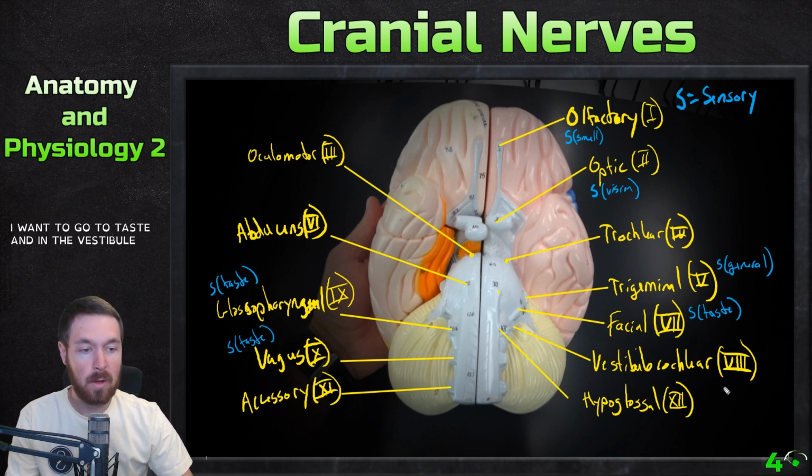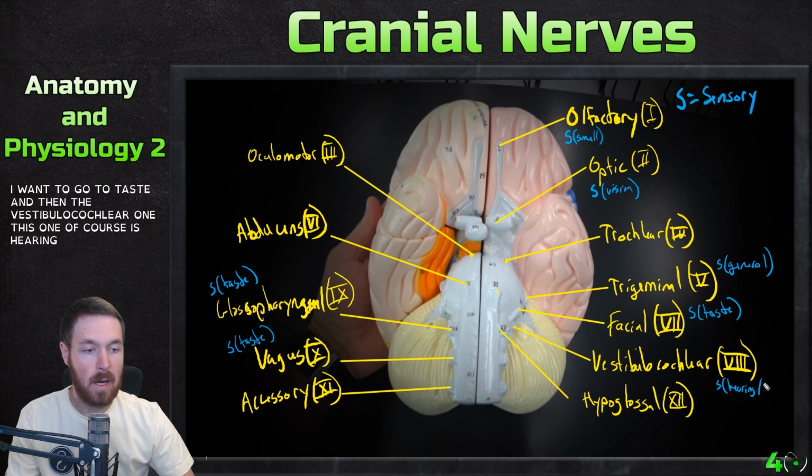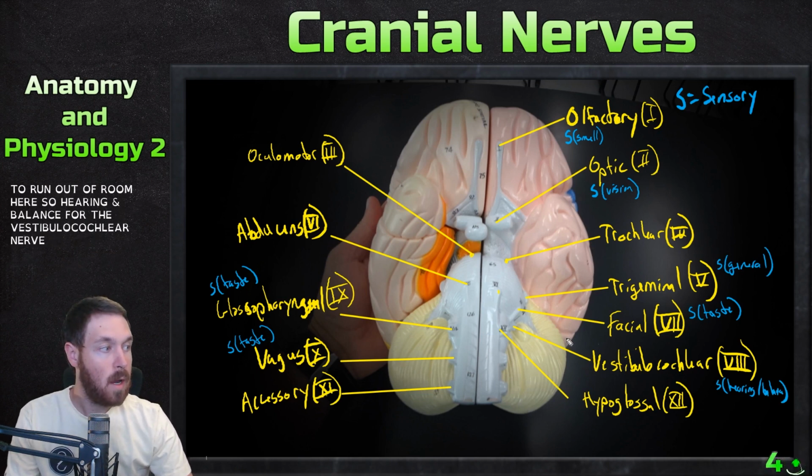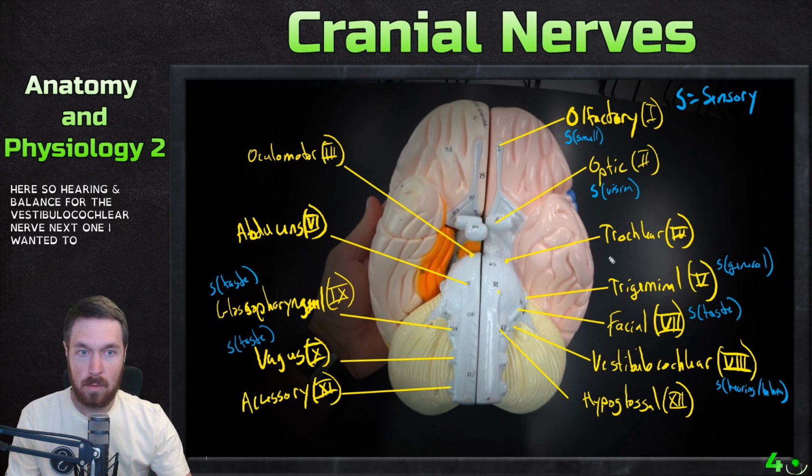And then the vestibulocochlear one, this one, of course, is hearing and balance. Kind of running out of room here. So hearing and balance for the vestibulocochlear nerve. Next one I wanted to talk about here.